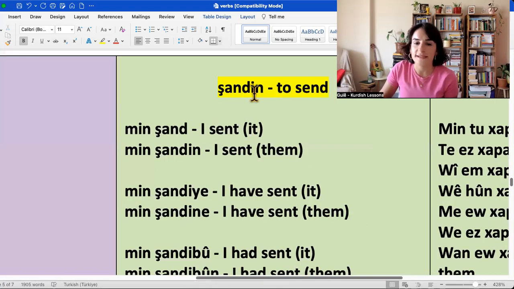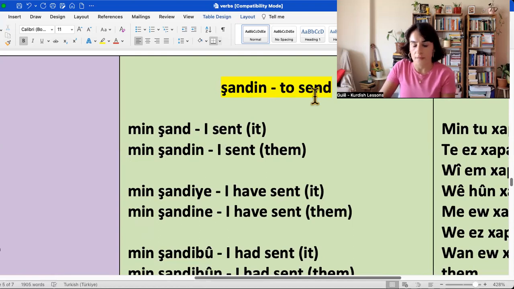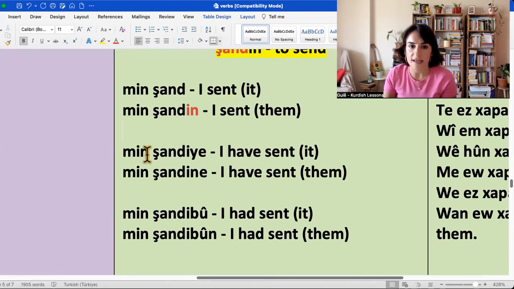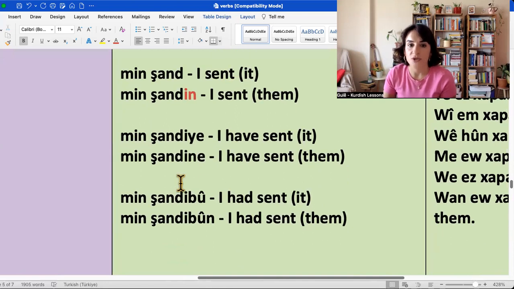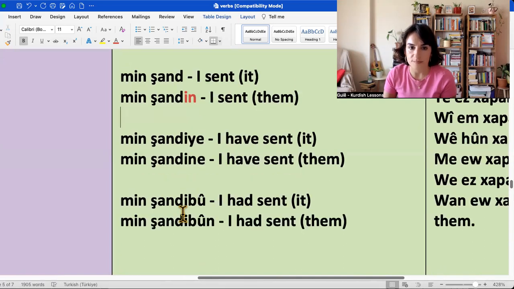And we discussed the same verb a little while ago, shanden. But we did the present tense, right? So for the past, shand is the past stem. Mentioned for one thing. Menshanden if you sent many things. So it's important. Menshandiye, menshandene. Menshandebu, menshandebun. Okay? So it's past perfect, present perfect, simple past.